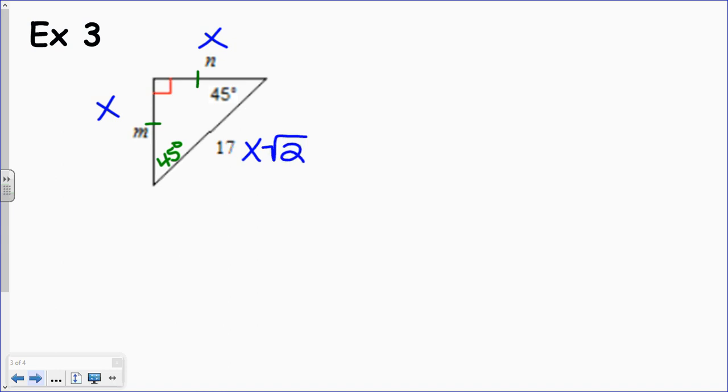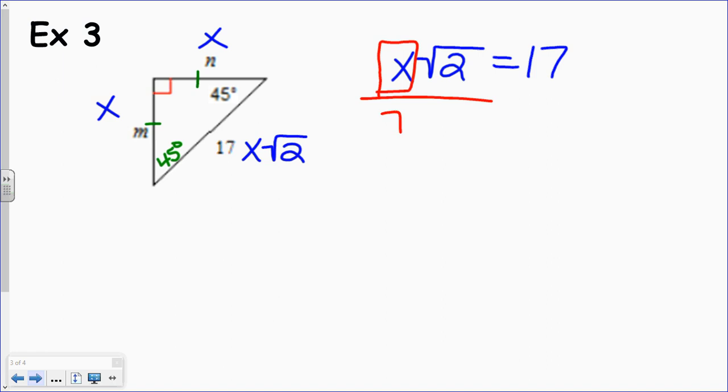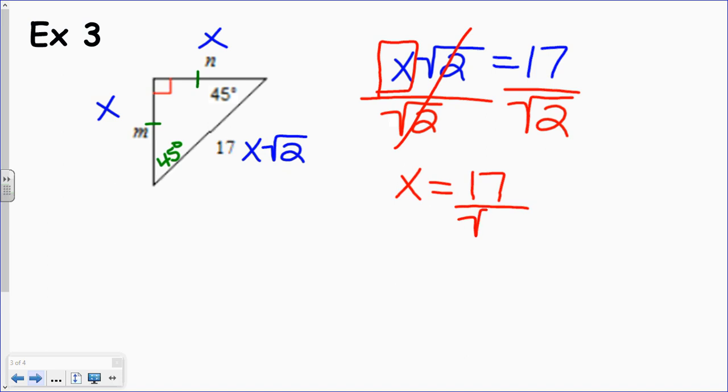So now we need to figure out what x is. I know that x root 2 is equal to 17 because it told us the hypotenuse, which falls into that ratio, x root 2. So now we need to solve for x. I need to get x by itself, so now this is just equation work. That means I'm going to divide both sides by the square root of 2. Okay? So the square root of 2's cancel. So now I'm left with x is equal to 17 divided by the square root of 2.